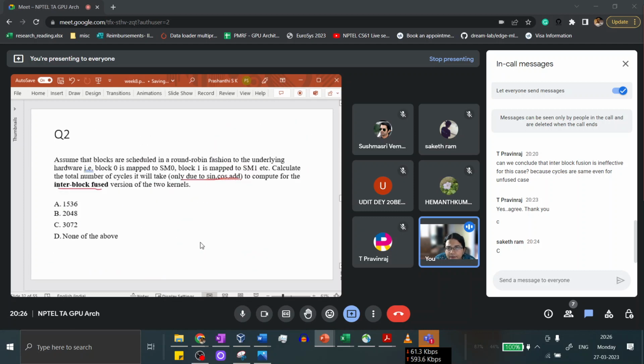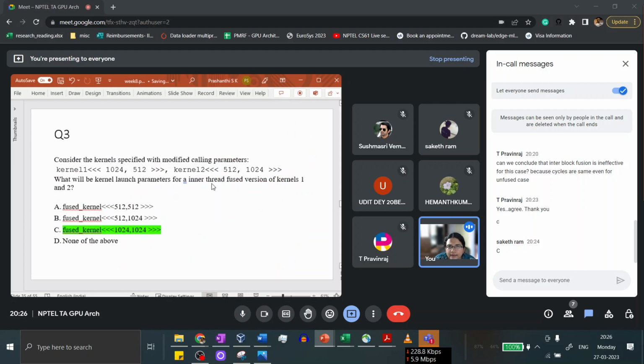Going back to our question which asked about inner thread fusion, you're going to do max along both of these dimensions. So 1024 comma 512 is 1024, 512 comma 1024 is 1024. So your fused kernel will be launched with these parameters. Any doubts in this?